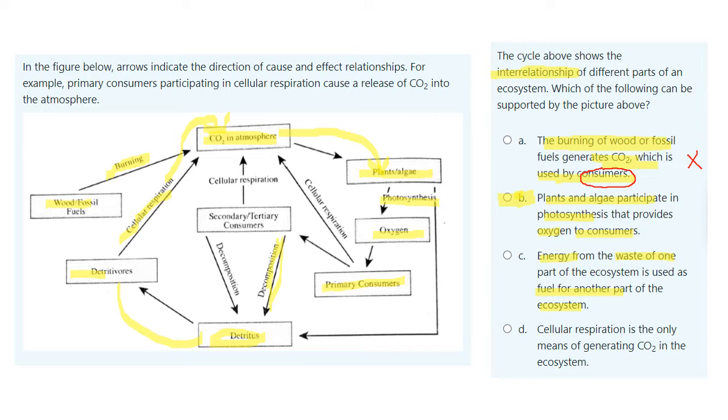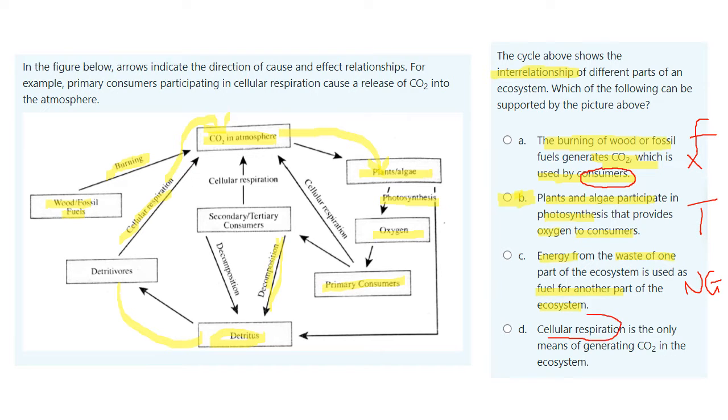There's no clear indication that that is being used as a fuel. The fuel is here. There's no arrow going between what is produced by the decomposition to the fuel. So C is not given, whereas A is simply false and B is true.